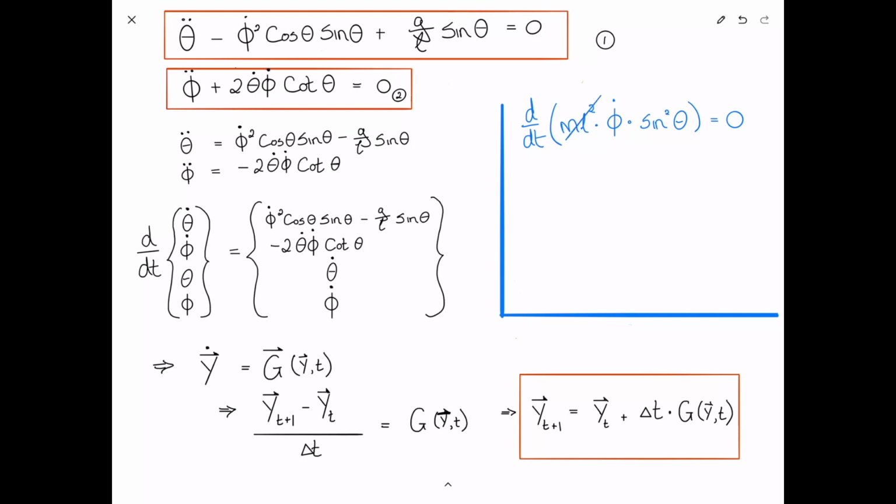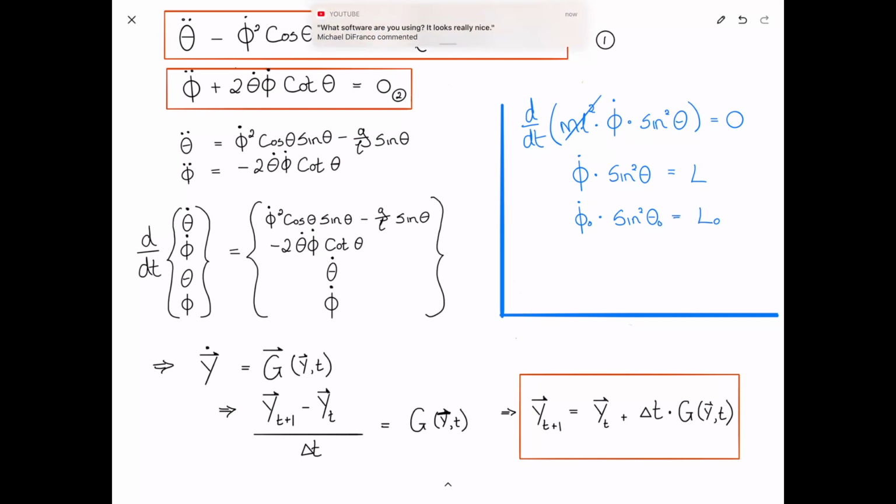First of all, let me cancel the m l squared, but I can say that phi dot times sine squared of theta is equal to, let's just call it L. But since that L is a constant, therefore initially, whatever phi dot is initially, and if we use sine squared theta initial, that is equal to some initial, I'm going to call it angular momentum, but it's angular momentum actually without the m l squared. But angular momentum is conserved.